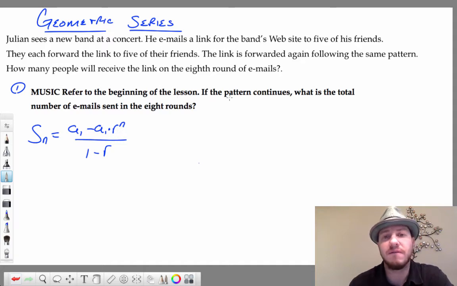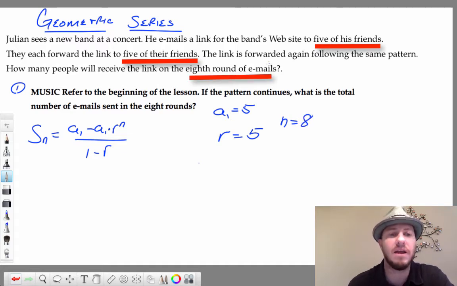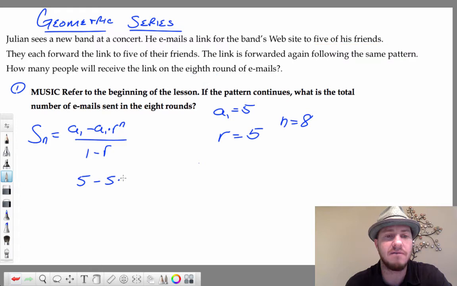So this one is referring to that same email problem at the beginning. Refer to the beginning of the lesson. If the pattern continues, what is the total number of emails sent in the 8 rounds? So if you remember from the previous notes, we had A1 equals 5, R was equal to 5, and in this case, we're finding 8 rounds, so N is equal to 8. So just plug all those parts in and simplify. I have 5 for A1 minus 5 times 5 raised to the 8th all over 1 minus 5.